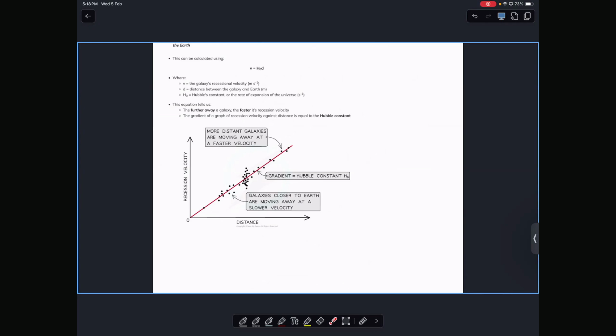Very fast. Some of them have actually now started traveling faster than the speed of light because the space is expanding faster than the speed of light. They're not really going at the speed of light. It's the speed of the space. It's the fabric of space in there.